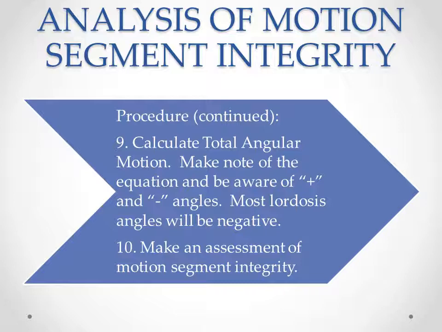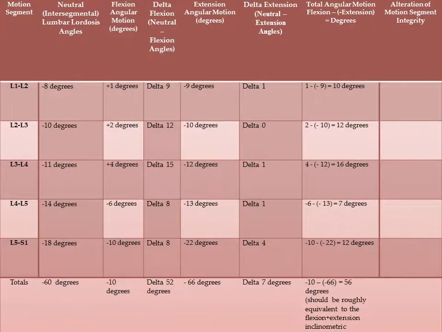And once you've calculated total angular motion, then you can make an assessment of motion segment integrity. So here on our chart, I've calculated the total angular motion, which is the motion of each individual motor segment in moving from the extreme of lumbar spine flexion to the extreme of lumbar spine extension.